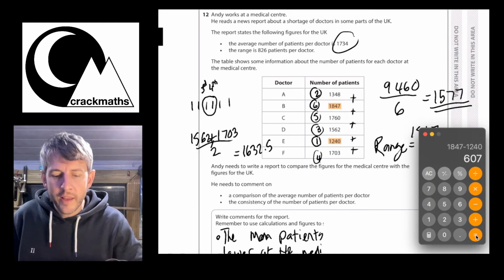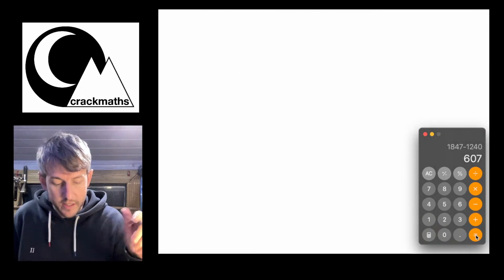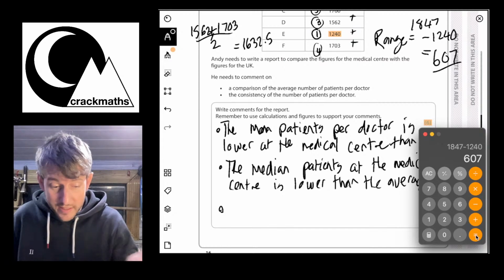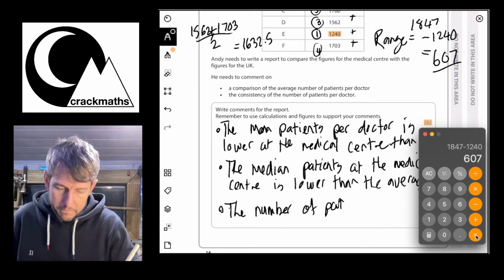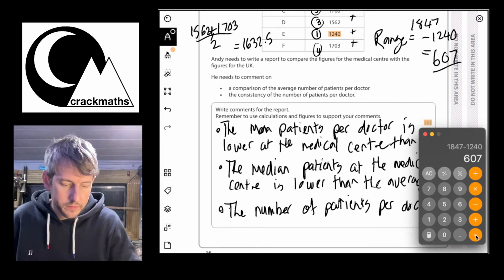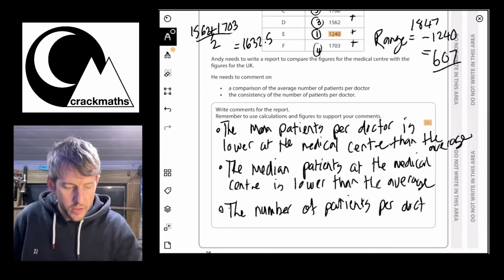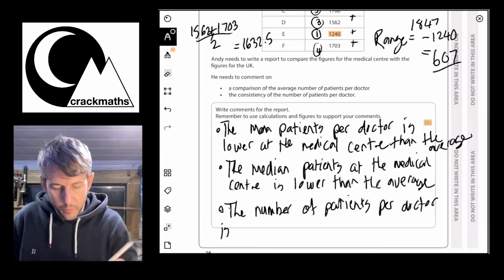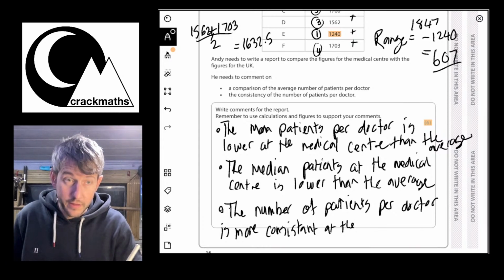Okay, so let's see. The range is 826. So the range here is more consistent as well. So this is a good medical centre. In fact, let me just move that calculator. The number of patients per doctor is more consistent at the medical centre.